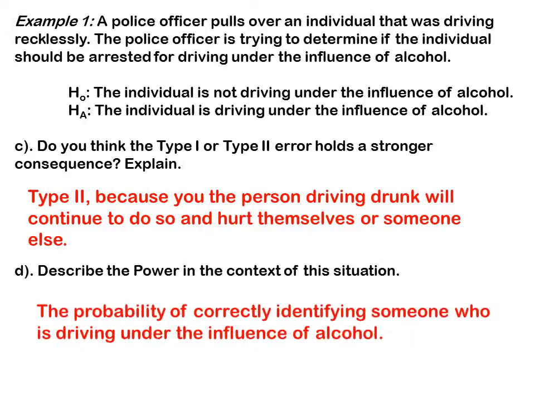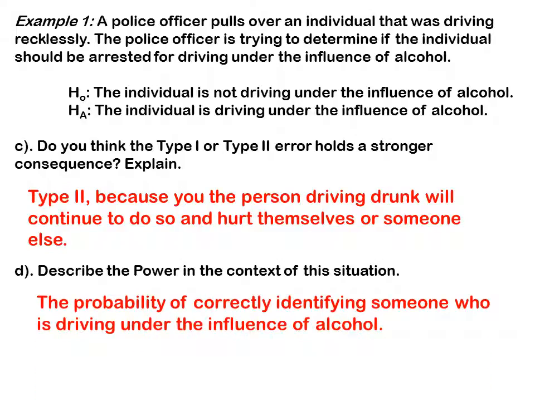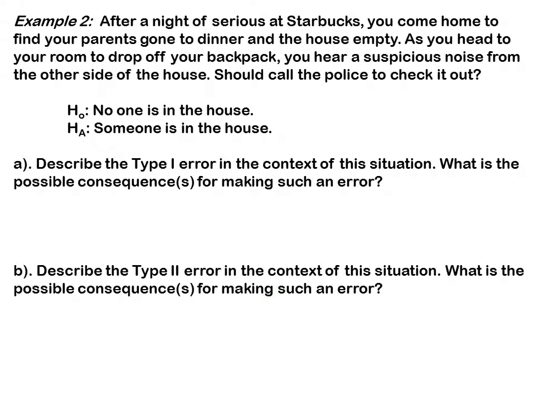Describing the power in context is the probability of correctly identifying someone who is driving under the influence of alcohol. The power is the probability of correctly rejecting the null hypothesis. So we're correctly identifying someone who is driving under the influence. Take a moment and try to do example 2. When you're done, come back and check your answer.